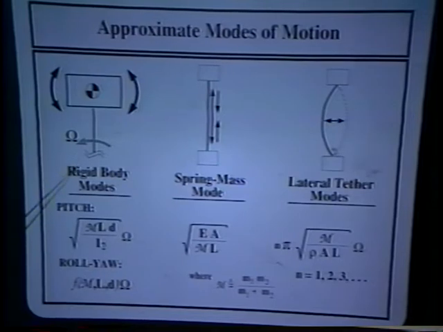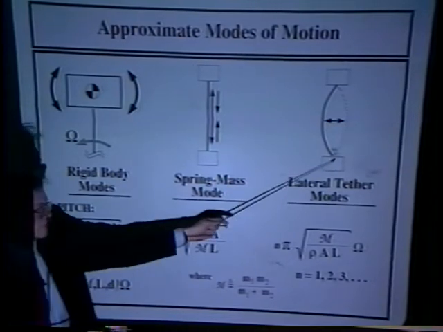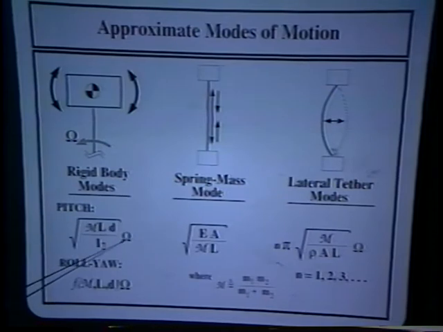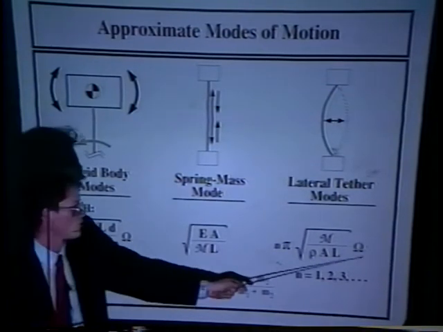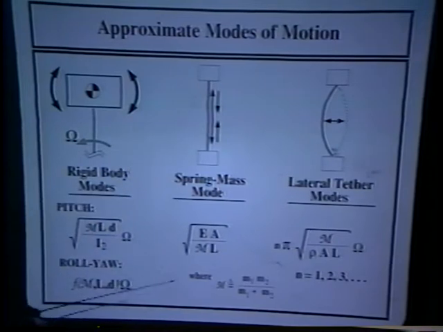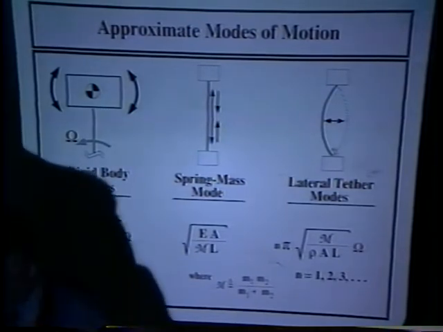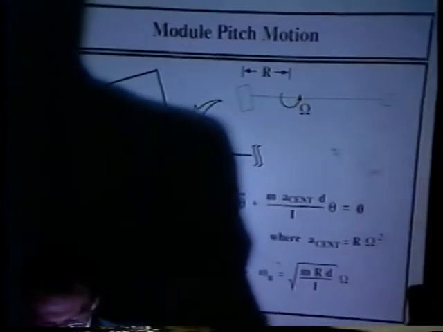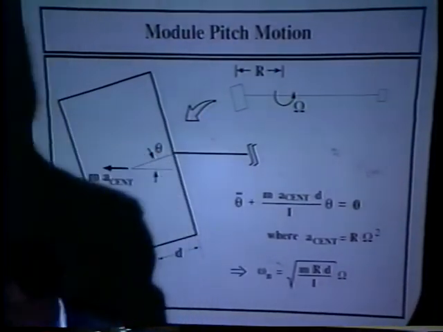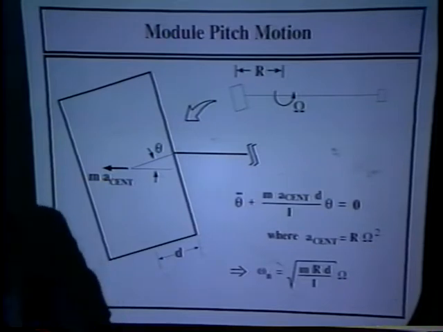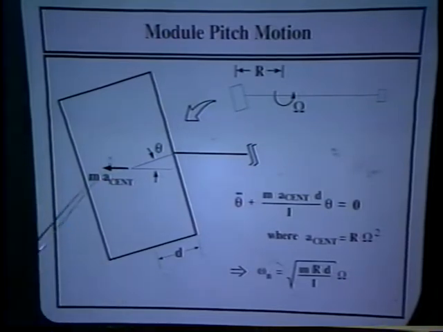It's interesting to note that the rigid body modes and the lateral tether modes have frequencies that are directly proportional to the overall spin rate omega, but the spring mass mode is independent of the spin rate. Next, I'd like to talk in detail about the pitch motion of the modules, because this is very important to the spin-up of the configuration. The pitch motions are also of great importance to someone who might be living inside one of these modules, because this determines to a great extent what the ride quality in the module would be.